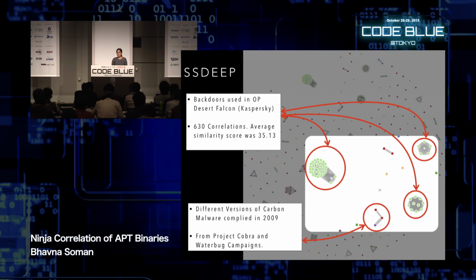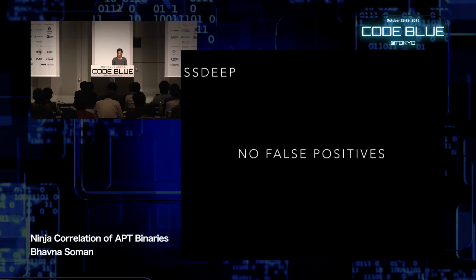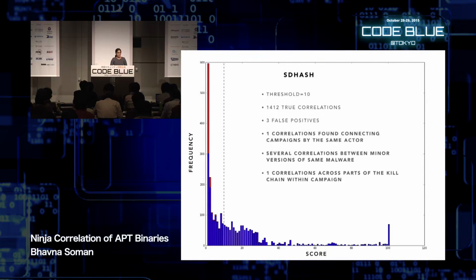And as I mentioned, there were no false positives that were found by SSD. All right, let's look at SD hash. That's the final method. This is the score distribution for SD hash. This was the method that gave maximum correlations, about 1,400, and had only 3 false positives. Empirically, we set the threshold at 10, so all the connections with a score of less than 10 were disregarded.